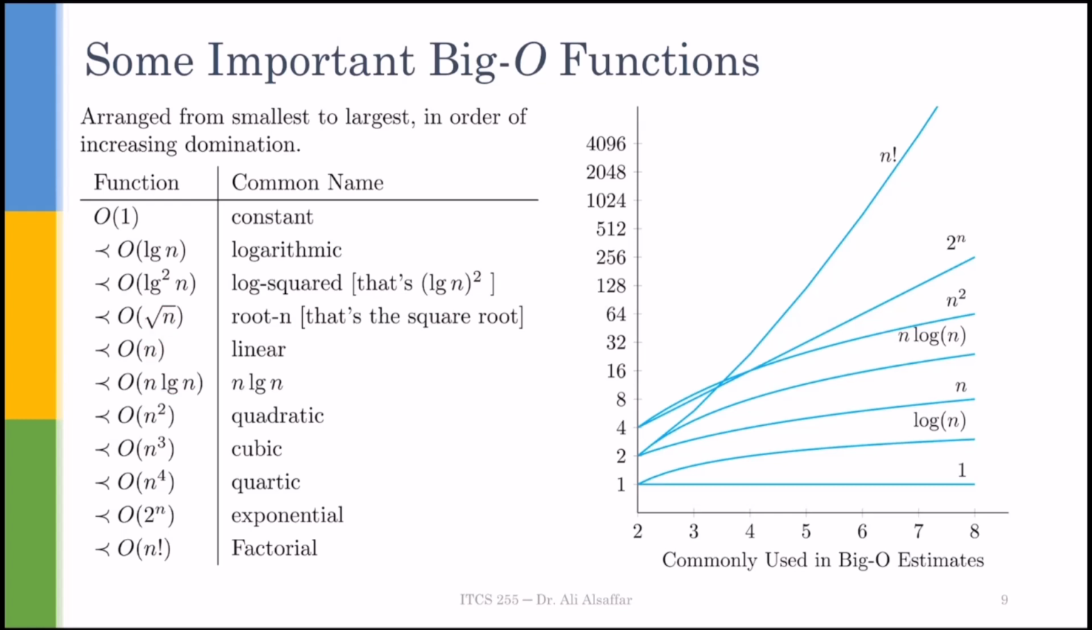So if you go from top to bottom, any function on top is of order of the function below. So this is constant, logarithm, log squared, root, linear, n log n, quadratic, cubic, quartic, exponential, factorial, and also we can include one more, which is n raised to power n.